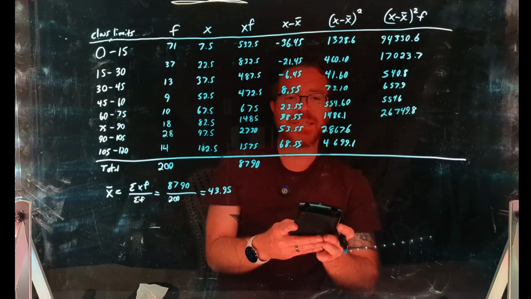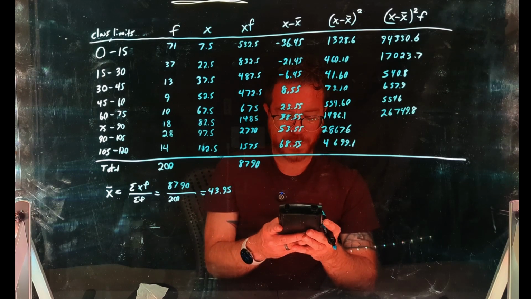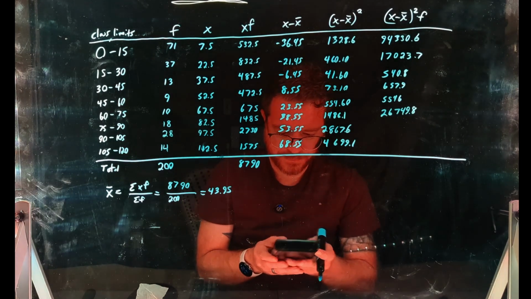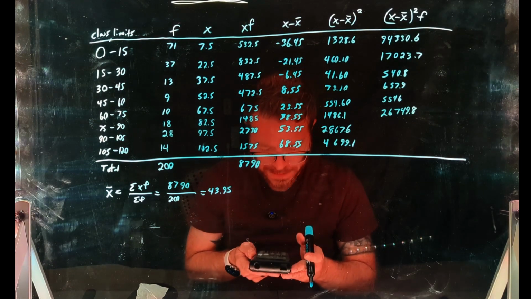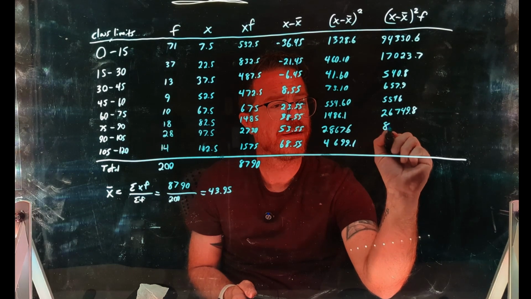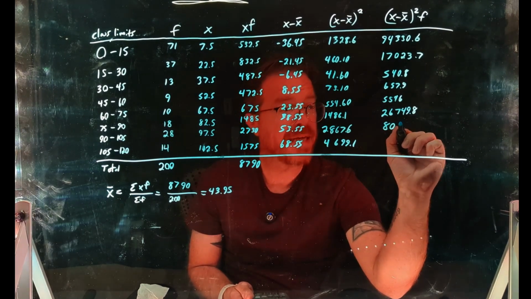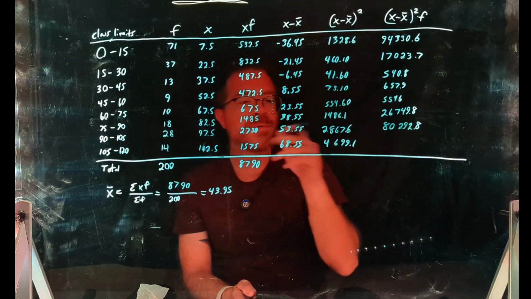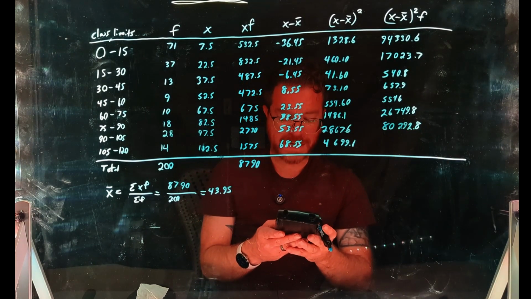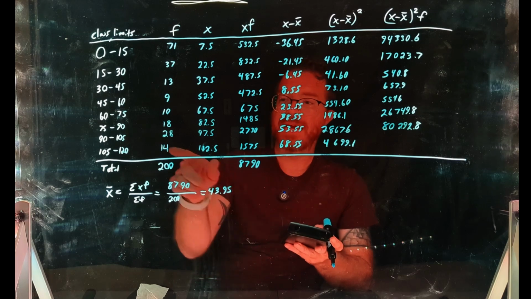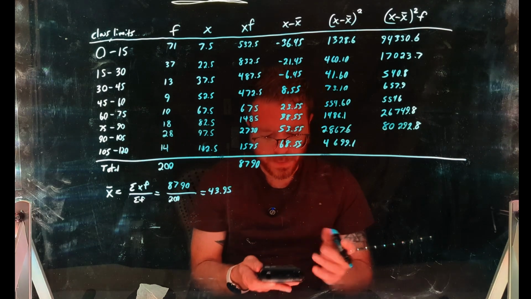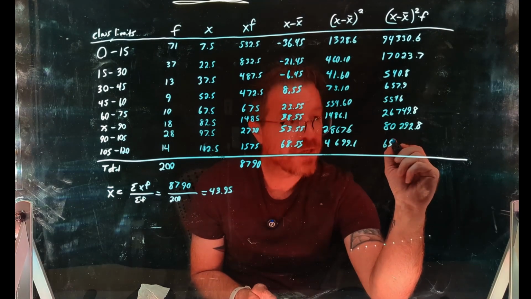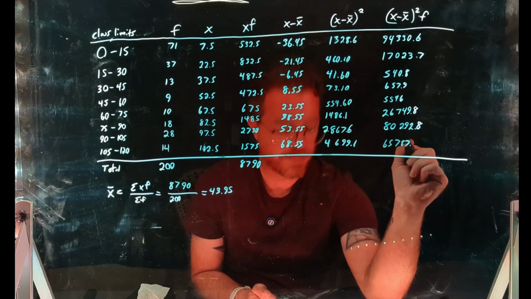I'm going to take my 2,867.6, multiply that by my frequency of 28. I'm going to get 80,292.8. And then last one, I'm going to take my 4,699.1 and multiply that by my frequency of 14, which is going to give me 65,787.4.